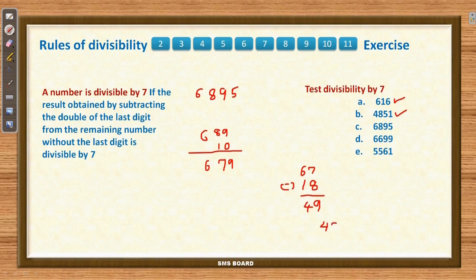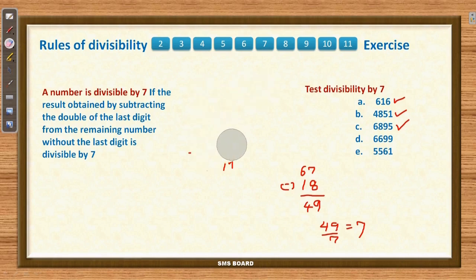49 is divisible by 7. So this number is divisible by 7. Now we will go to the next problem in the exercise.